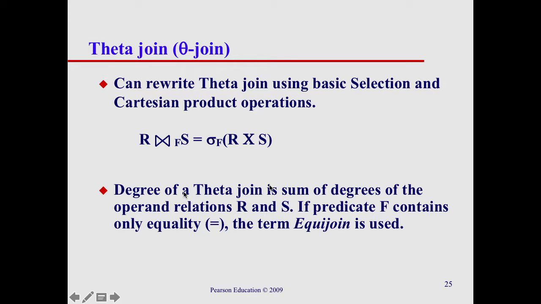Now, in practice, we only care about the equijoin. So the equijoin is a theta join. It's just using the equal sign. I know that the terminology gets confusing, someone might say, well, what's the difference between an equijoin and a theta join? Nothing. An equijoin is a theta join. It's using the equal sign.